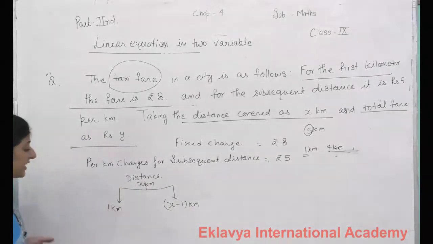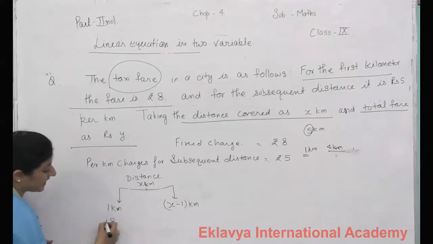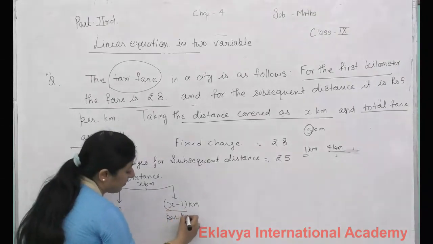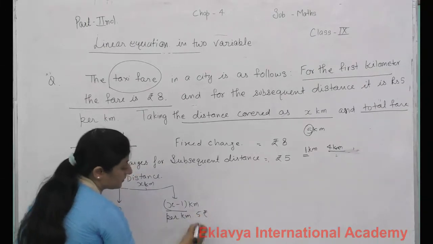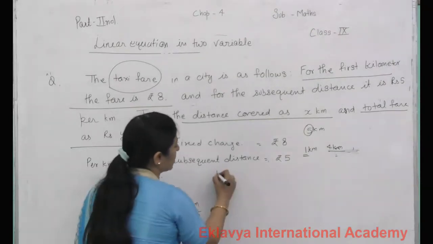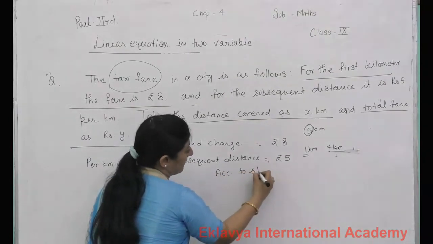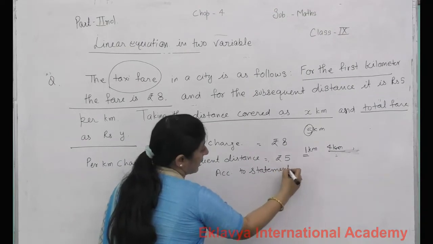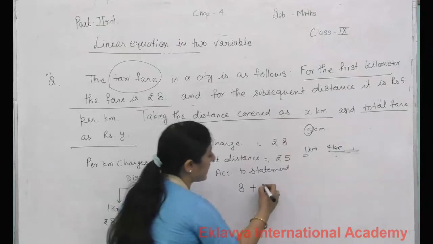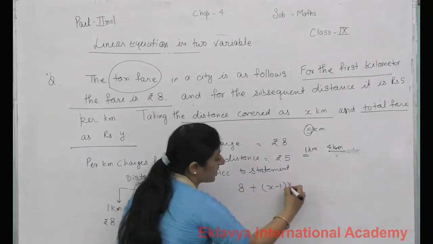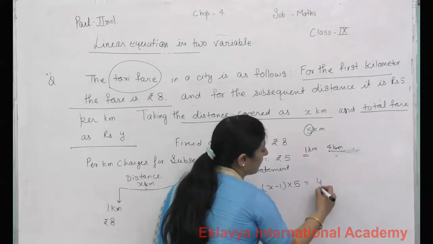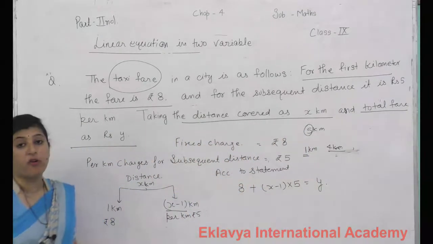Now how to define the rupees. The charge for 1 kilometer is ₹8, and the per kilometer charge is 5 rupees. According to the statement, firstly I give ₹8. Now remaining distance x minus 1, its charge is per kilometer 5, and that is equal to total fare which is denoted by y.